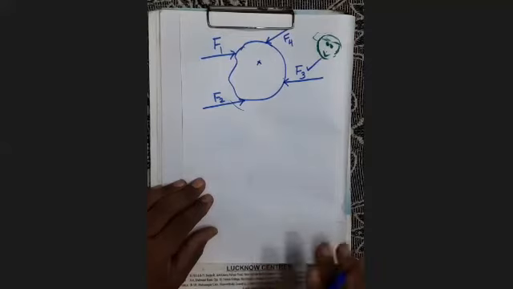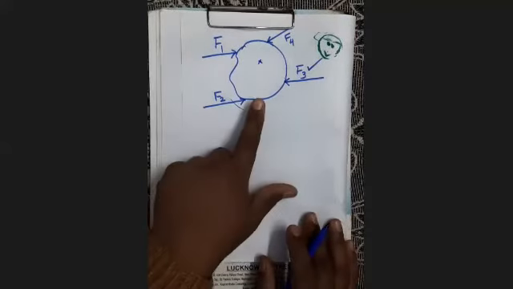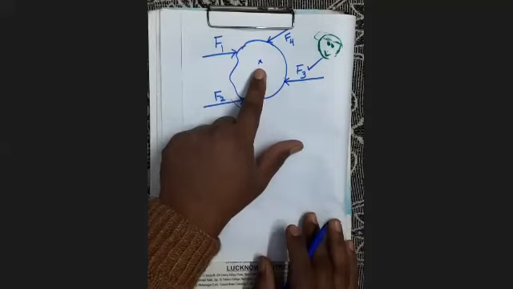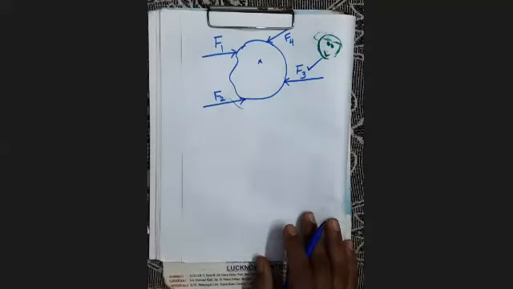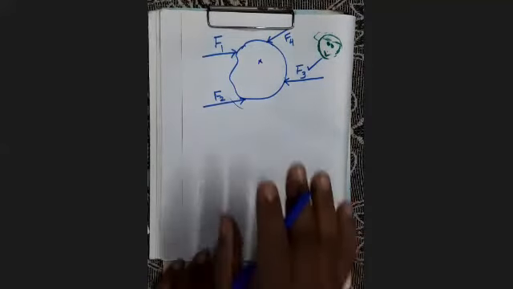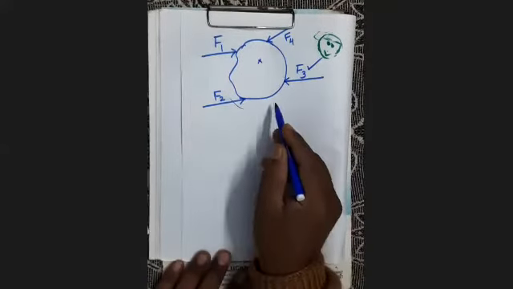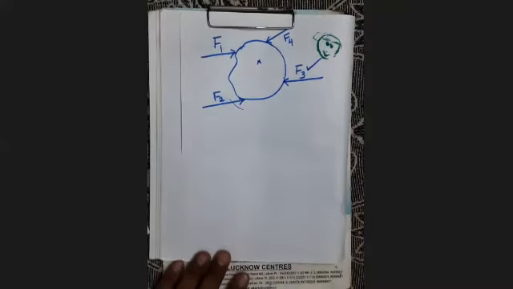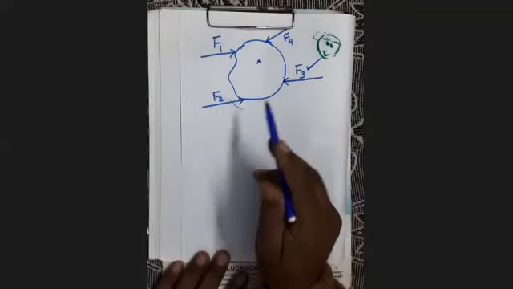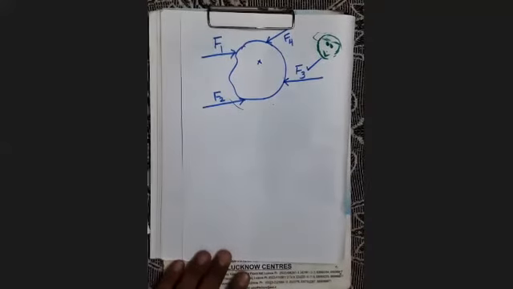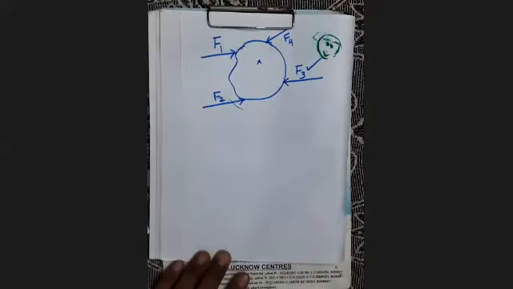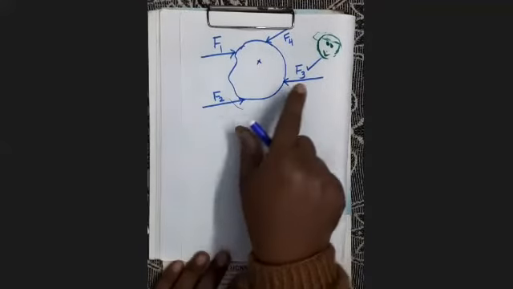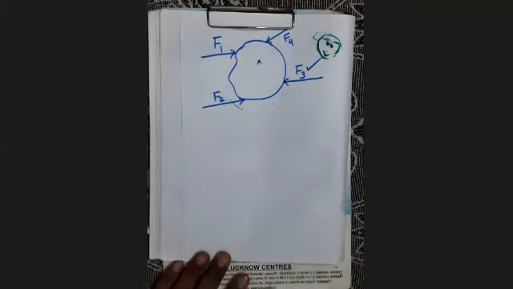It's clear? So since this body is free to rotate about this point, a number of forces are acting such that they are producing torque. But still the body is either at rest or rotating with the same angular speed. So we will say that the sum of the torques produced by these forces will be zero.